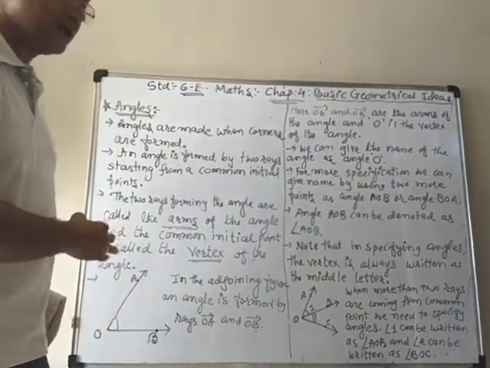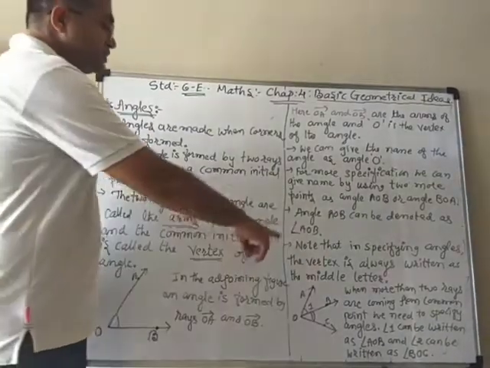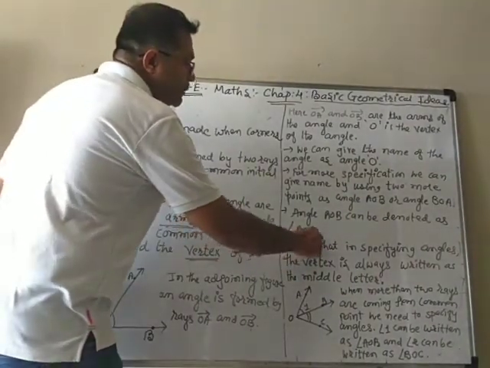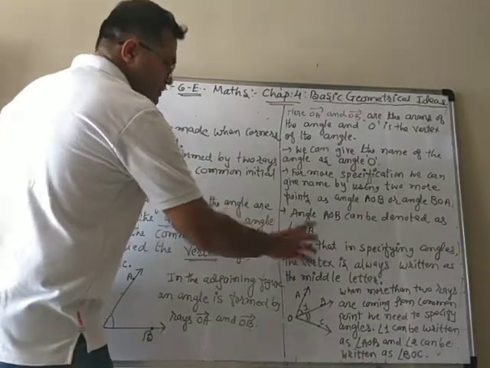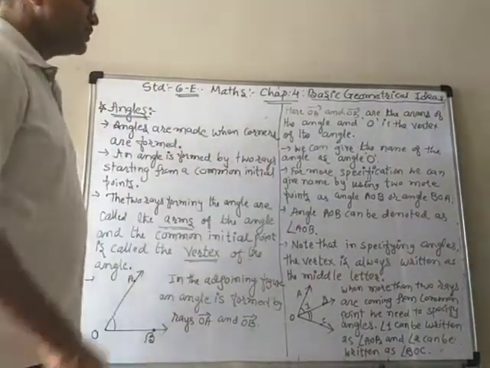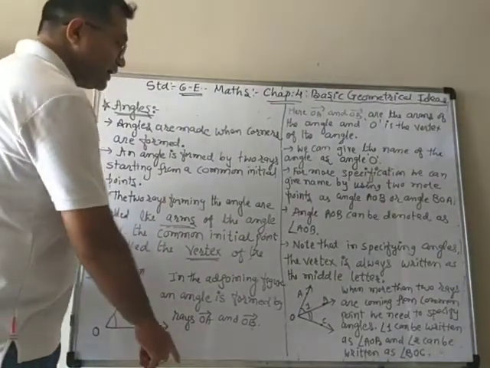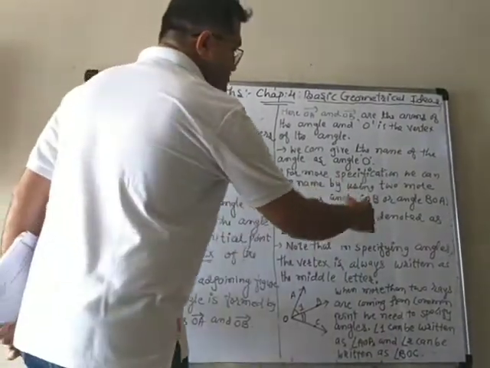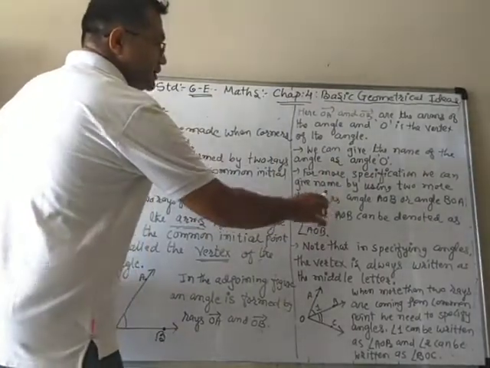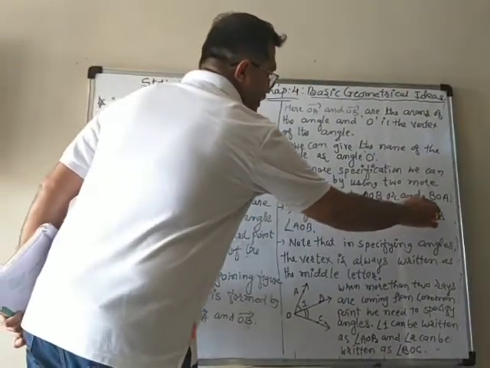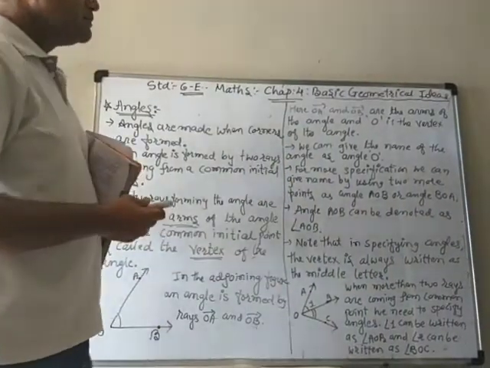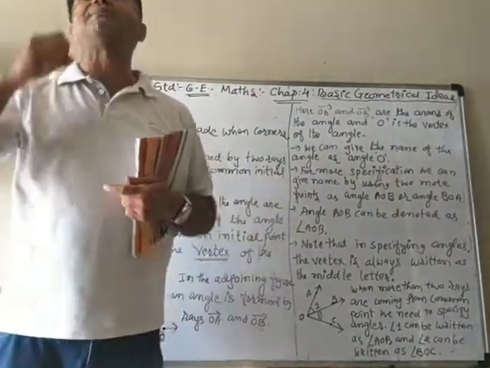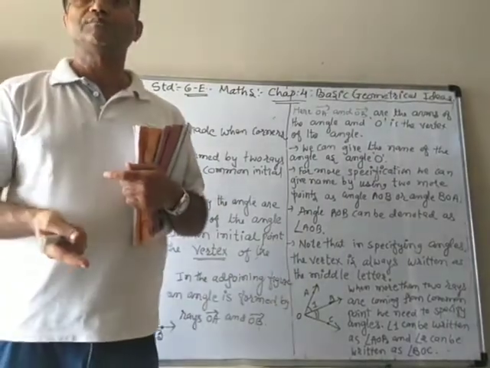Whenever you specify, the notation is like angle AOB. This is the notation for an angle. If you write that, it means that it is an angle. So the name of this angle is either angle AOB or angle BOA. You can write it either way, but be careful that you don't write ABO or BAO.